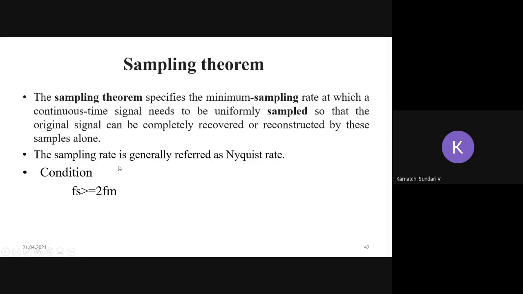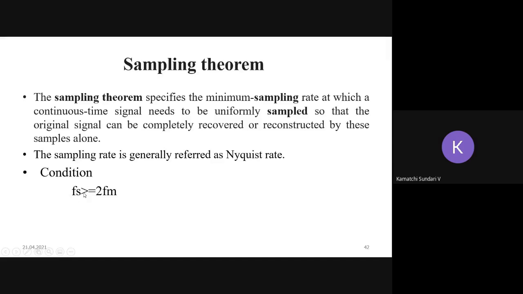So the sampling rate is generally called the Nyquist rate. Here the condition is Fs is greater than or equal to 2 times Fm. Fs is nothing but the sampling frequency, that is, how frequently we are taking our samples. And 2 times Fm, where Fm is the maximum frequency available.